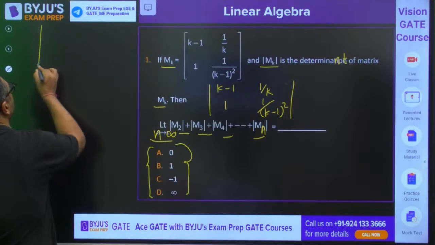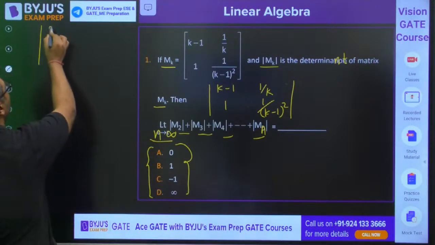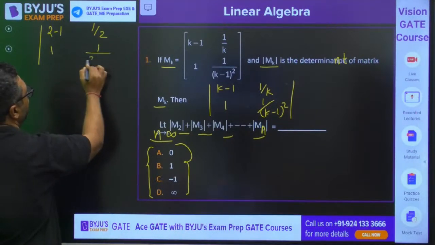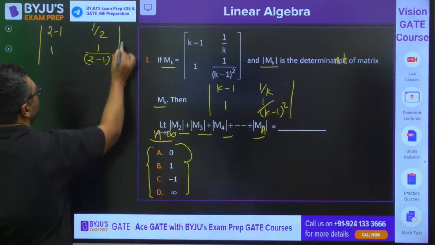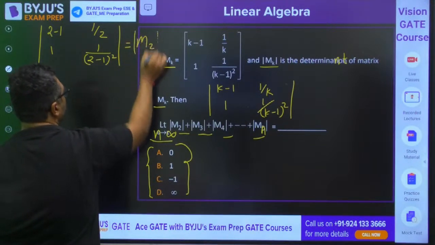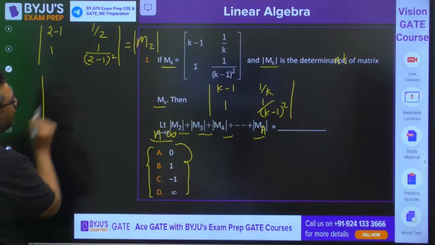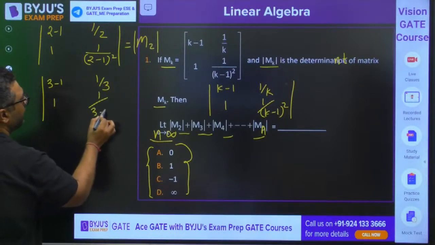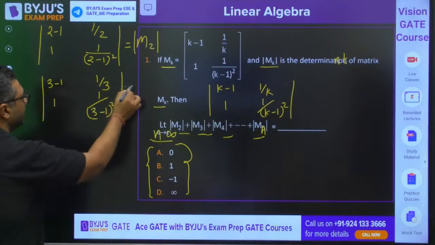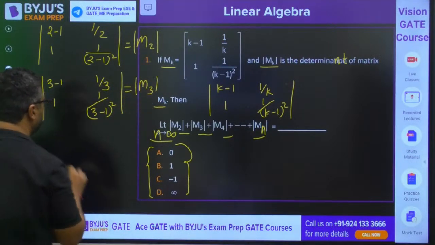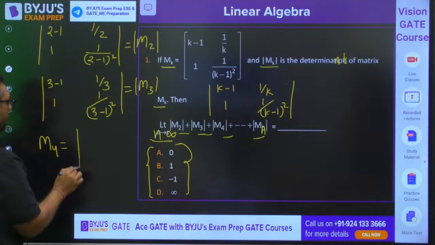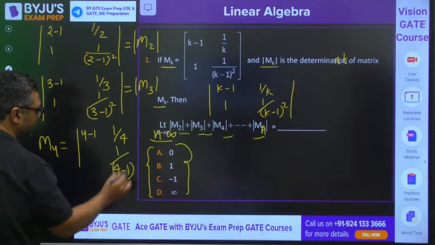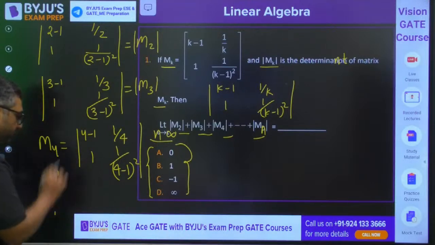If you want to write the value of M2, it will be 2 minus 1, here it is 1 by 2, 1 and 1 by 2 minus 1, squared. This will be the value of the determinant M2. Similarly, when you find M3, you will get 3 minus 1, 1 by 3, 1 by 3 minus 1, squared. This will be the M3 value. Likewise, you can find M4, 4 minus 1, 1 by 4, 4 minus 1 squared, and 1, and so on.